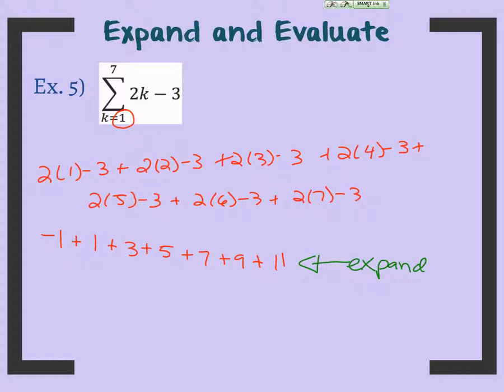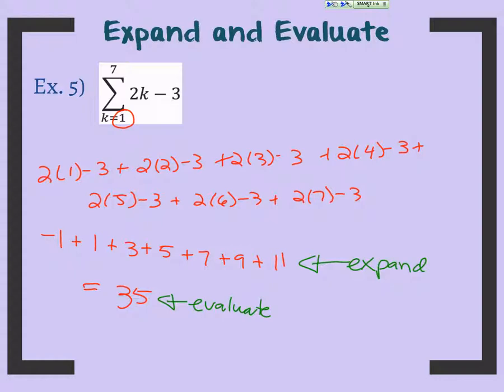After this, then we evaluate. So when we add those all up, what do you guys get? I got 35. So that's the answer when you evaluate. We are going to do one more with the sigma notation to get used to it. Are there any questions?